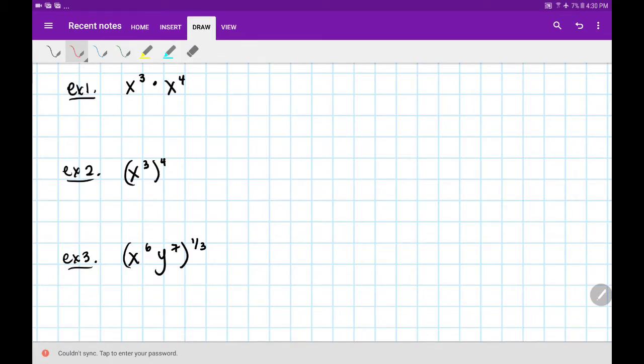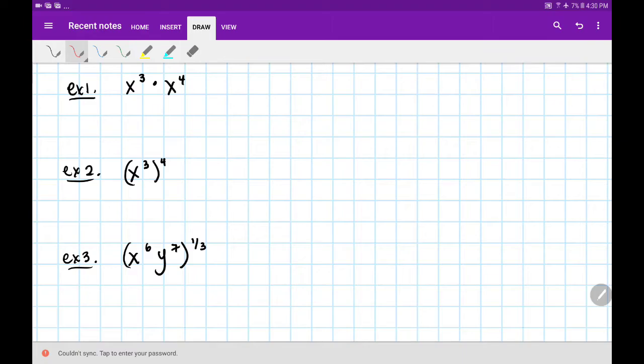Example 1. I have x cubed times x to the fourth. And I want you to look at example 2 right now as well. I have x cubed to the fourth power. So the number one confusion that kids have at this point is which rule to apply in which situation.